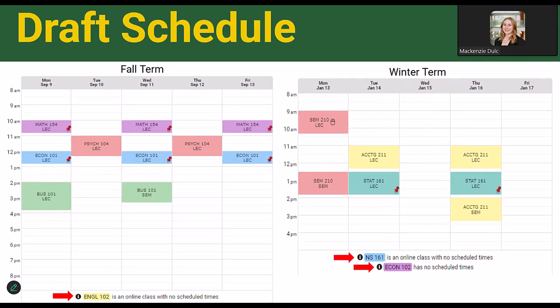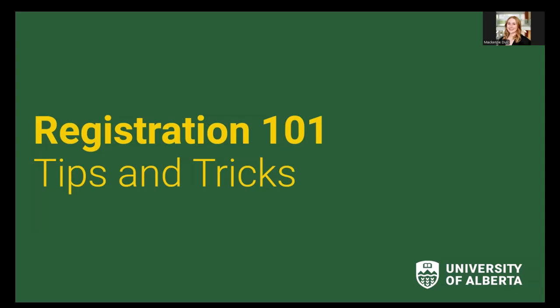The other thing to note is that online classes will not be built into your schedule in My Schedule Builder, especially if the course does not have scheduled times. As you can see under fall term towards the bottom, it is labeled that English 102 is an online class with no scheduled times. Thus, it is not portrayed on the schedule. Same with winter term. STAT 161 and Econ 102 both do not have scheduled times and thus are not shown on the schedule. Next, we're going to be moving on to tips and tricks.